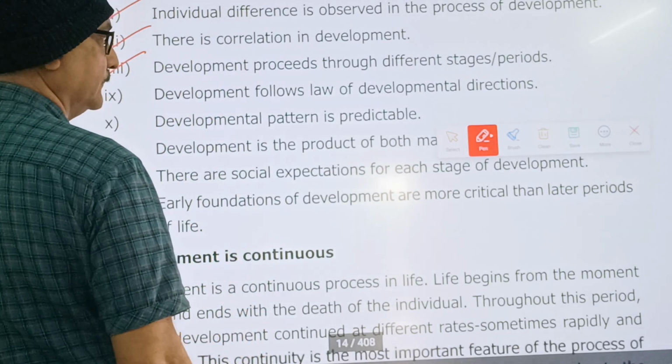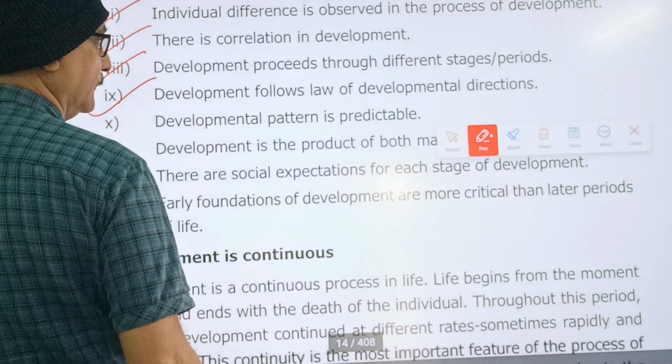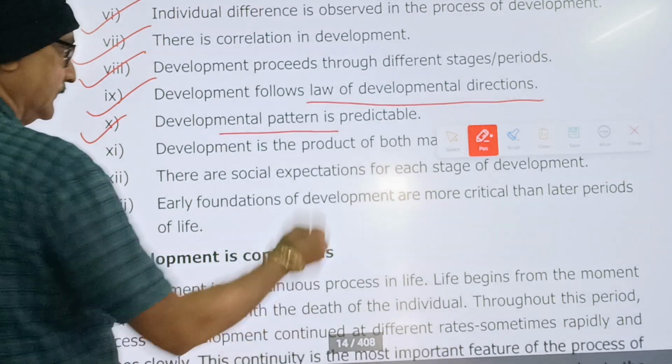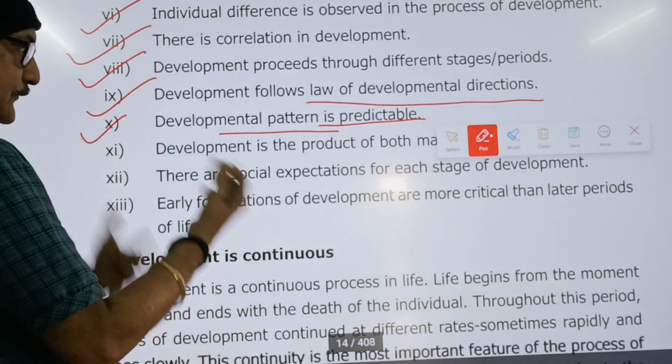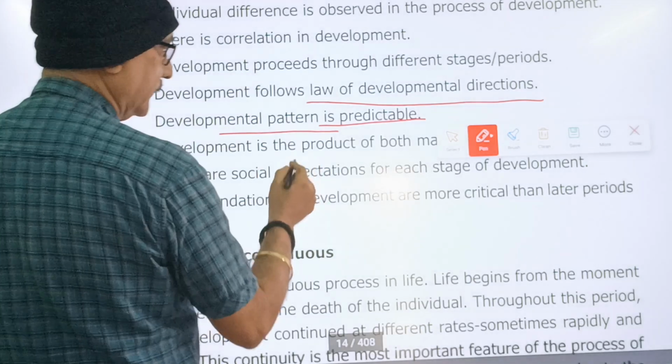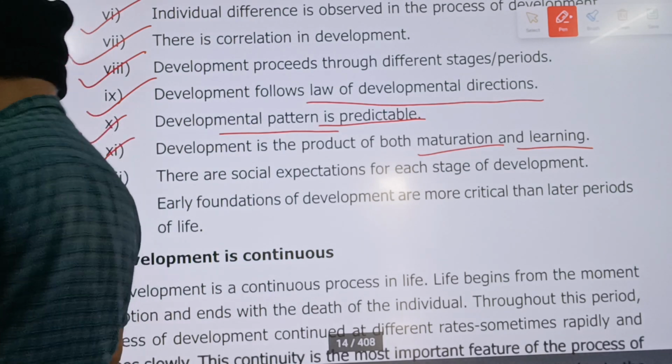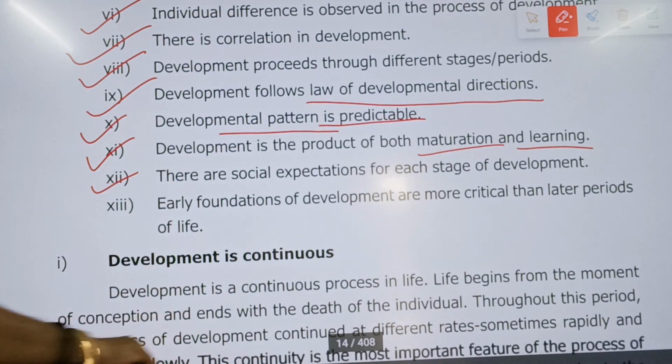Development proceeds through different stages. Development follows the law of developmental direction. It has a pattern which is predictable, meaning it can be said beforehand. And then development is a product of both maturation and learning. And number 12, there are social expectations for each stage of development. I have said in my last class about the different stages of development. You have seen the anal stage, oral stage, etc. And then the 13th one.